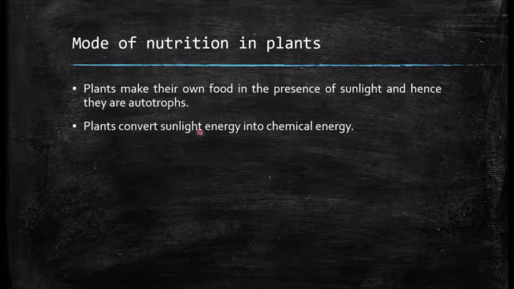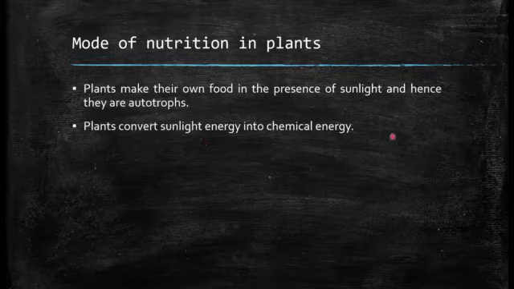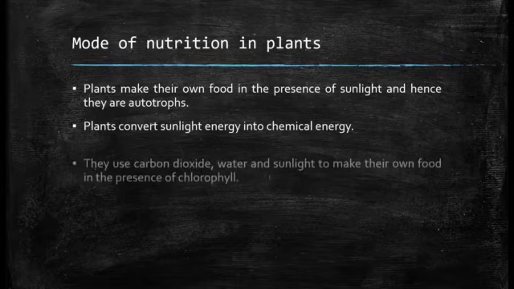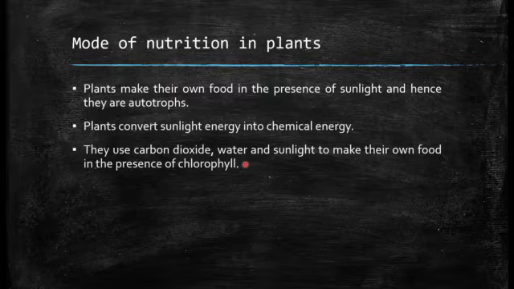Plants convert sunlight into chemical energy. See, the sunlight energy is converted into chemical energy by plants. They use carbon dioxide, water and sunlight to make their own food in the presence of chlorophyll. As I told you, every plant which is green has chlorophyll in it, and it has the ability to make its food on its own, and it is known as an autotroph.